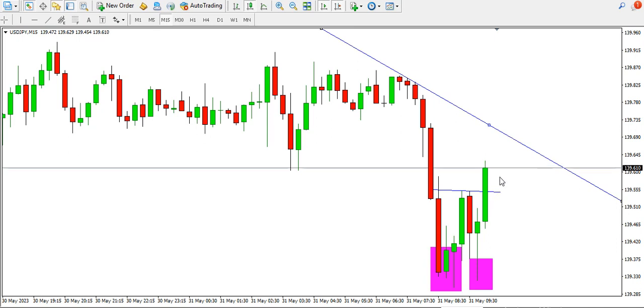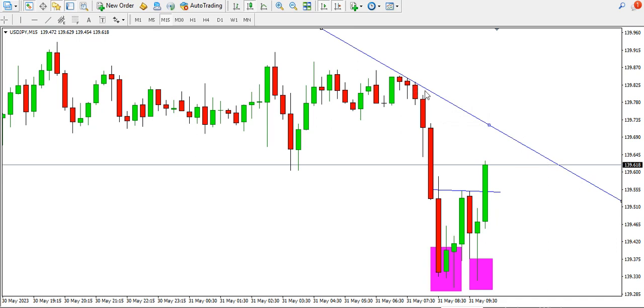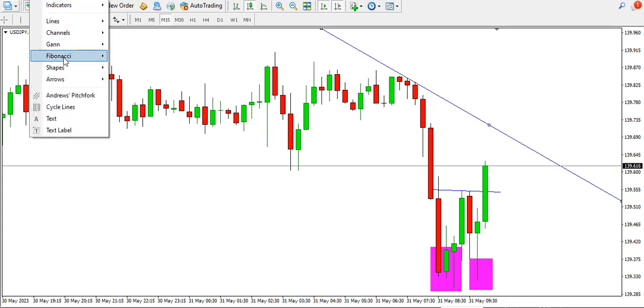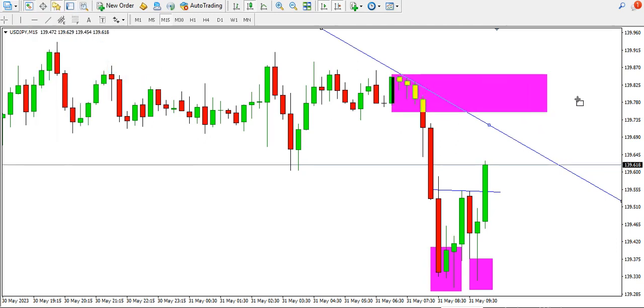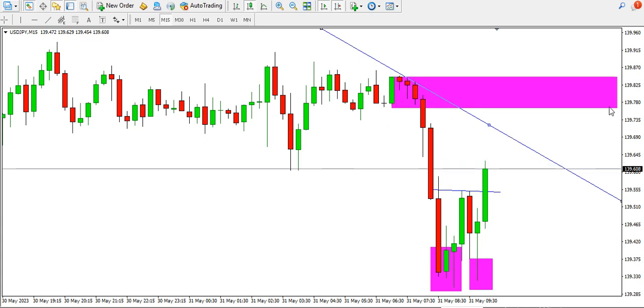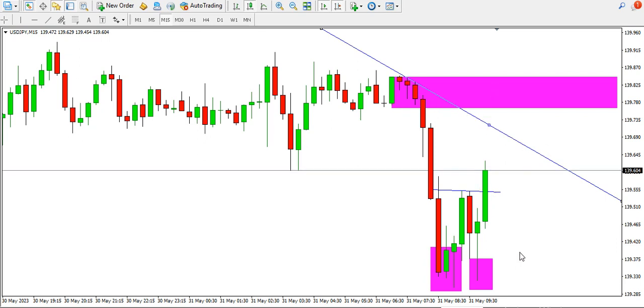So we have this resistance, this descending trend line will serve as resistance, and we also have this other block on the 15 minutes time frame. It may serve as resistance to price. A confluence of the descending trend line and the other block might serve as resistance to price.